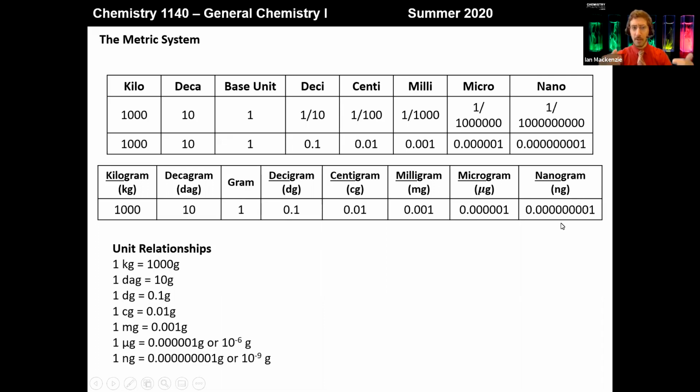Just to list a few unit relationships here. We've got abbreviations for each of these, and the abbreviation for gram is just g. So 1 kilogram is equal to 1,000 grams, all the way down to 1 nanogram is equal to 1 times 10 to the minus 9 grams. These are relationships that you must know to proceed. We really need to be familiar with how the metric system works and the relationships between units for any of what we do going forward to make sense, since all of chemistry is primarily based on the metric system.